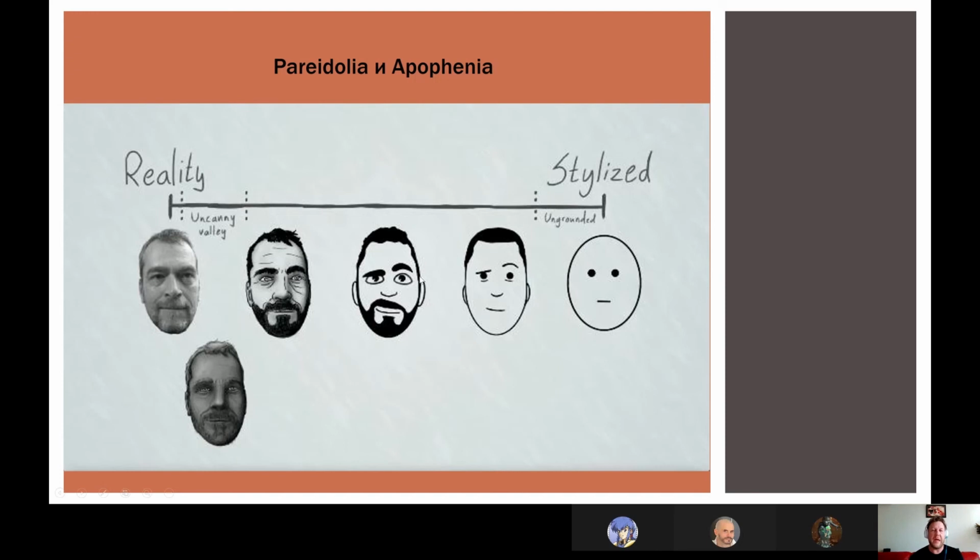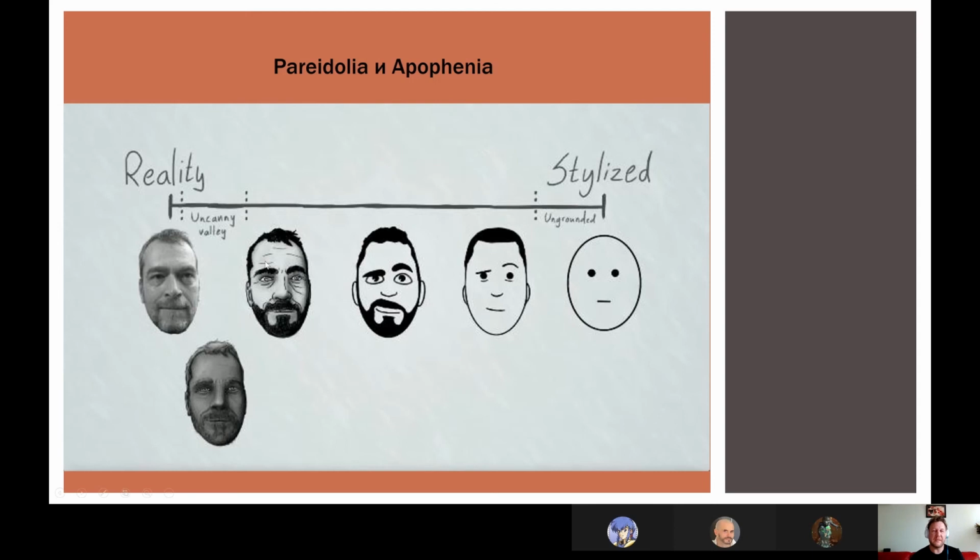When we're going to the left, to more and more realistic characters, we're adding details, we're telling the story, and with every iteration the storytelling process is easier and easier, because you have more things to tell. You have more tools to tell the story.